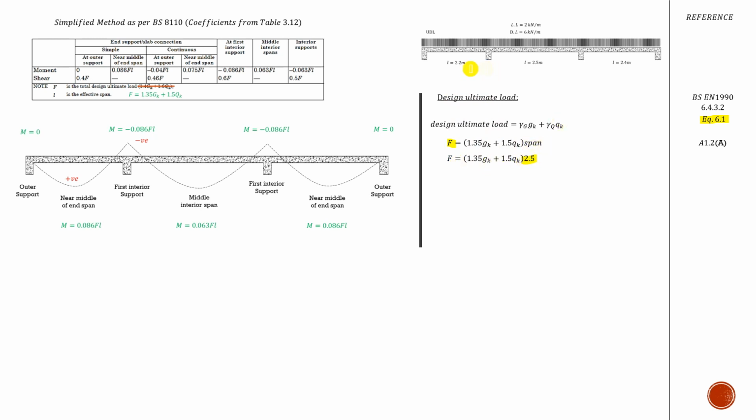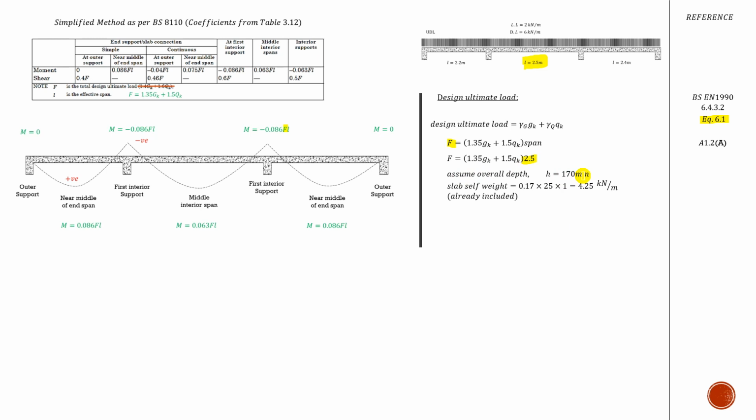2.5 is the span, but we don't have one span here, we have 3 spans, but I'm being conservative and taking the maximum span, which is 2.5. I need F to be in kilonewton, not kilonewton per meter, because when I substitute it into the moment equation, the unit of moment is kilonewton meter, so this has to be in kilonewton, and then we have the span in meters. I'm assuming my overall slab depth to be 170 millimeter.